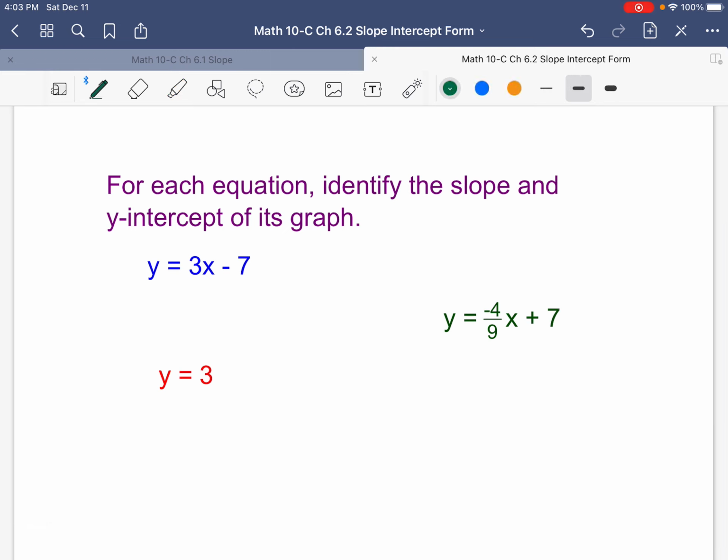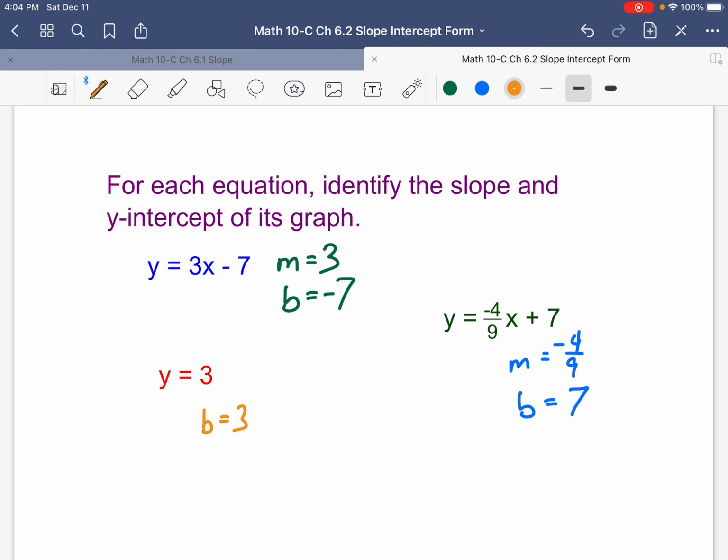Now, the beauty of this is it's really easy to graph. But before we get that far, let's do a few example questions here. Identify the slope and the y-intercept. Well, m is 3, the slope, and my y-intercept is minus 7. For this one here, my slope is minus 4 over 9, and my b-value, my y-intercept, is plus 7.